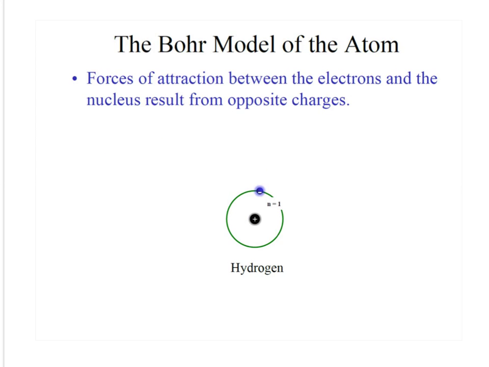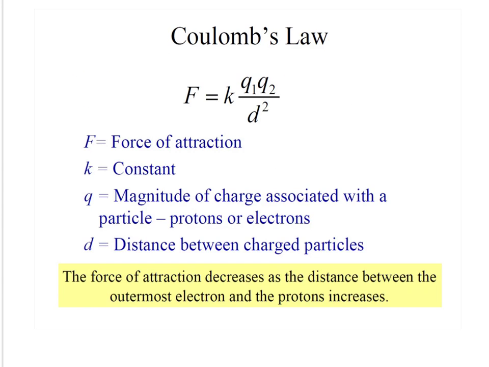All right, Bohr. Y'all have seen the Bohr model before. Forces of attraction between electrons and the nucleus result from opposite charges, right? Electrons are negative, protons are positive. This is Coulomb's law, and y'all need to make sure you know Coulomb's law because every time you need to justify your answer, more than likely you're going to use Coulomb's law to do it. So F is the force of attraction, k is a constant, and Q is the magnitude of the charges, like protons or electrons, and then d is the distance between the charged particles.